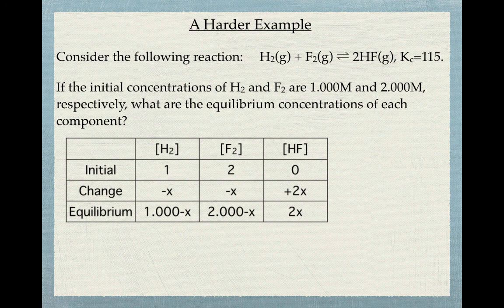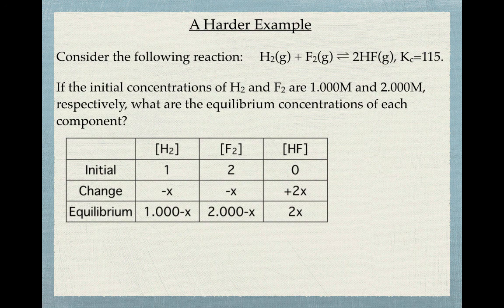Now, in the change, again, here's where we use the stoichiometry. We're going to lose some X amount of H2. Since there's a one-to-one stoichiometry between H2 and F2, I'm going to lose X amount of H2. I'm going to lose the exact same amount of F2, so minus X there as well. But for every H2 lost, I gain 2 HFs. So if I lose X of H2, I'm going to gain 2X of HF.